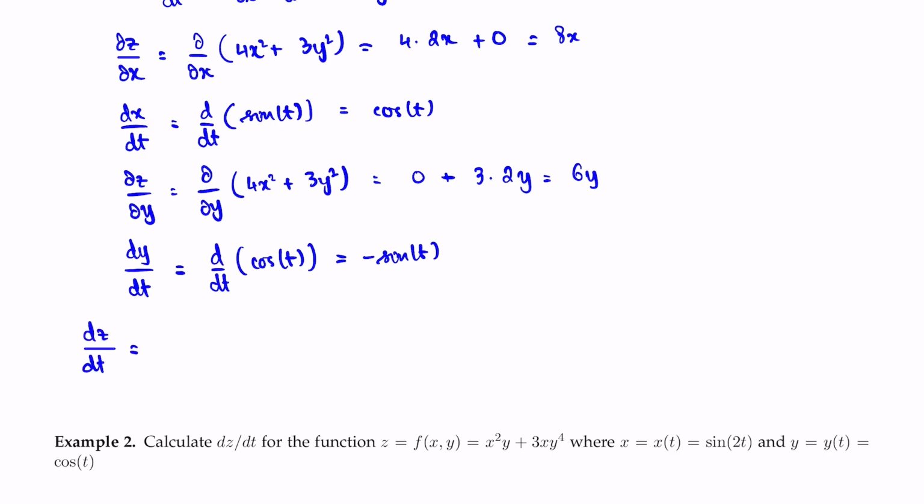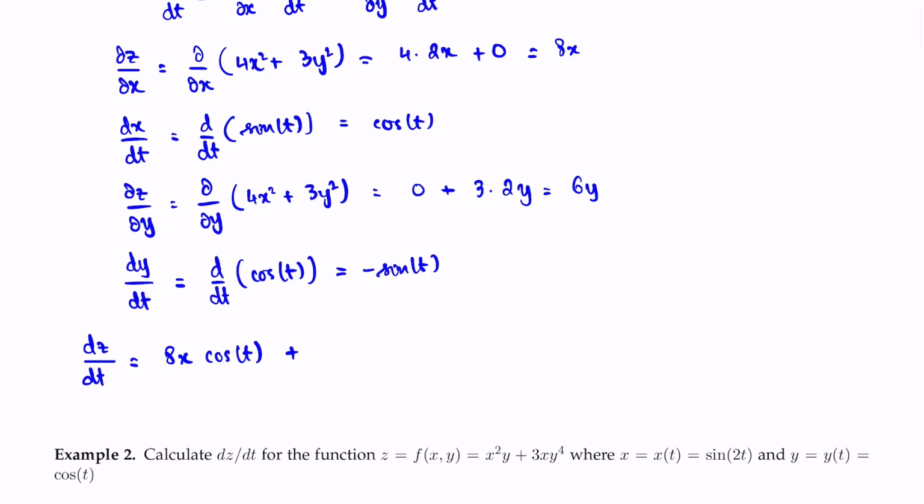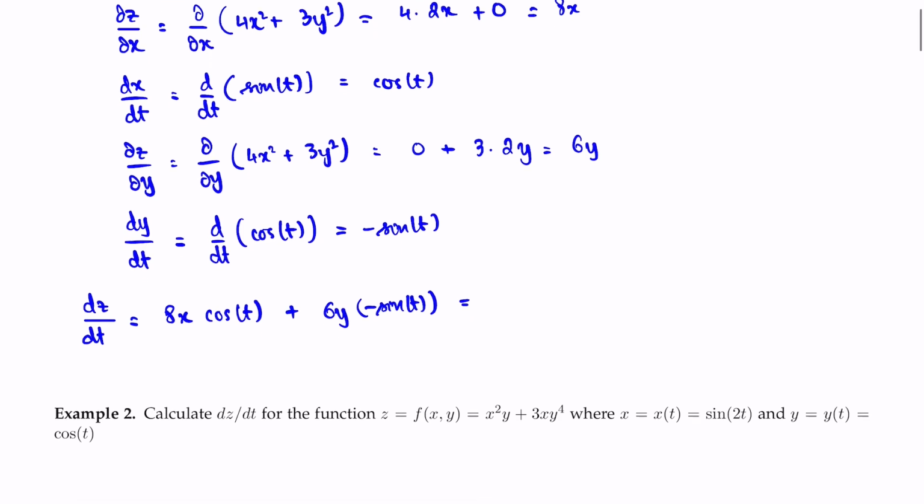is equal to partial z, partial x, which is 8x, times dx/dt, which is cosine of t, plus partial z, partial y, which is 6y, times dy/dt, which is negative sine of t. However, we are not finished yet. The idea is that we want to write the result in terms of the parameter t. So we're going to rewrite x in terms of t and y in terms of t. That is x equal to sine of t and y is equal to cosine of t.